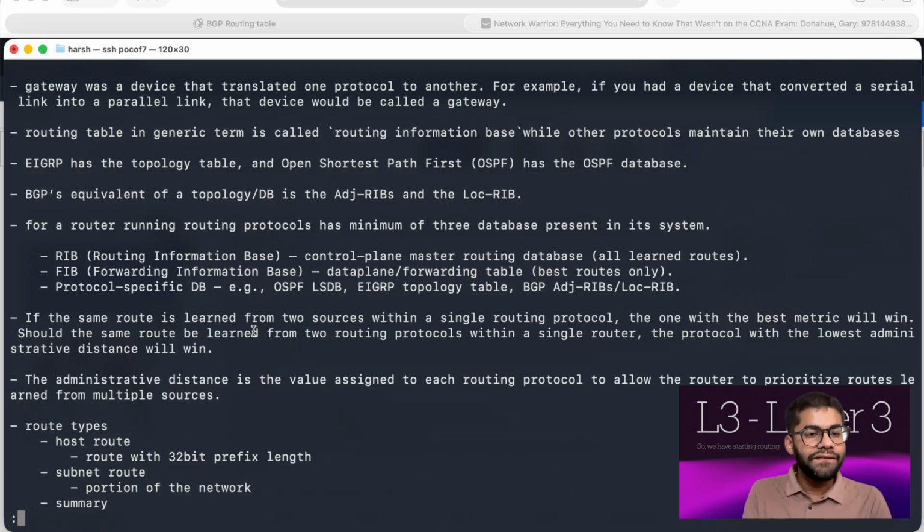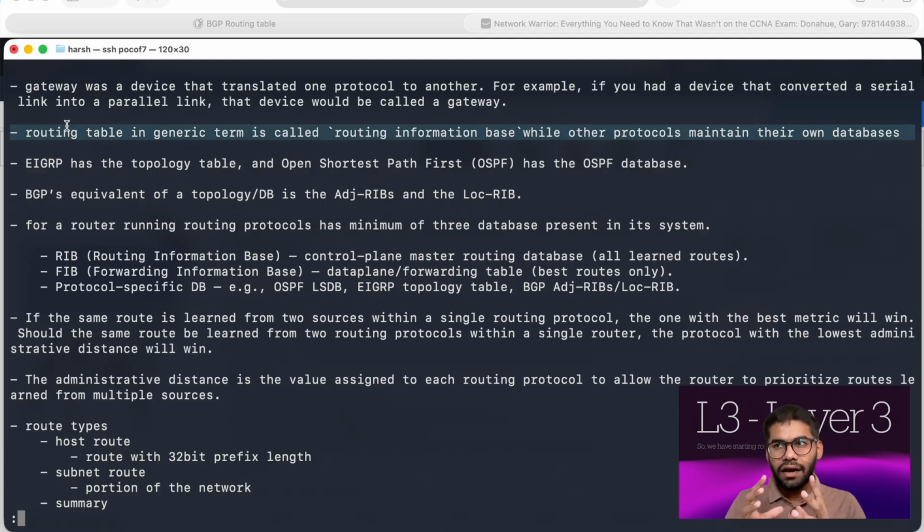Okay, so the first is routing information base. The routing information base is the control plane master routing database. In order to understand this, what is a control plane? A control plane is a segment in a device that handles all the routing decisions. So a routing information base has all the learned routes.